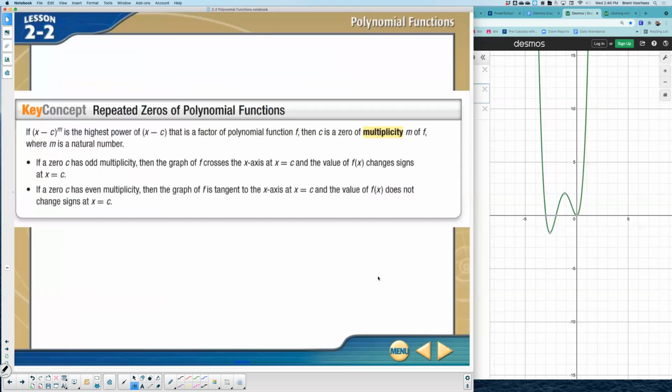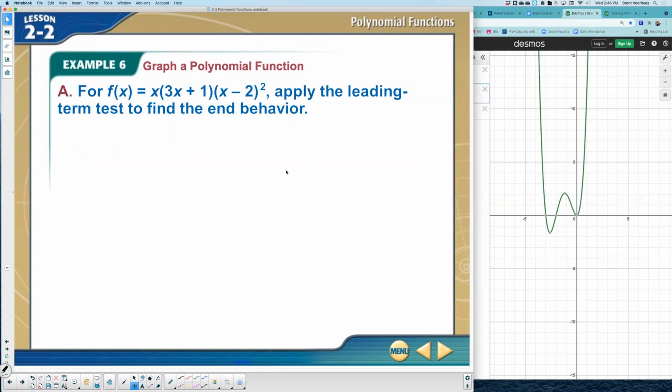Example 6. Let me now walk you through what they call repeated zeros or multiplicity. This first problem says to apply the leading term test to find the end behavior. This is factored form, not standard form. Standard form is when it's a bunch of terms that are adding and subtracting. When you have factors, that's factored form. To find your leading term, you multiply anything that has an x together.